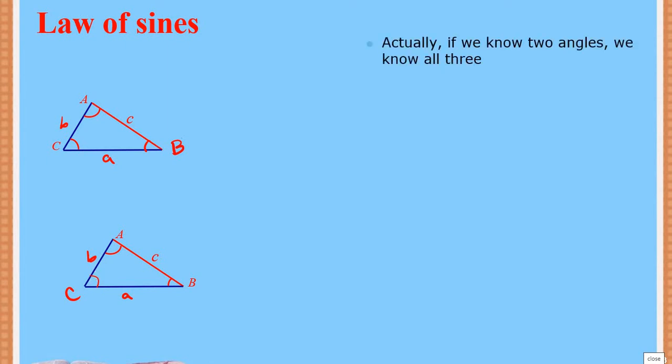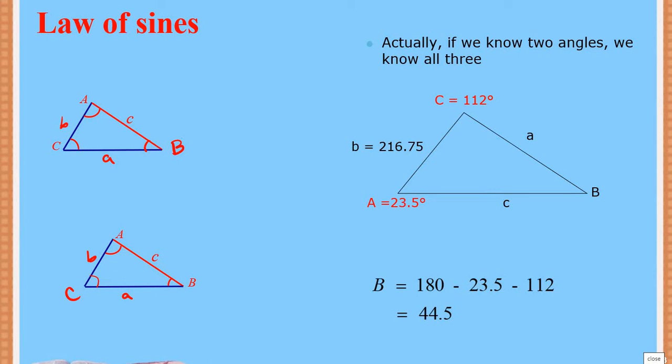Actually, if we know 2 angles, we know all 3 of the angles. For example, we have C equal to 112 and A equal to 23.5. The total is 180 degrees. How do we solve for this angle? We subtract these 2 given angles from 180, giving us 44.5. That is for angle B.